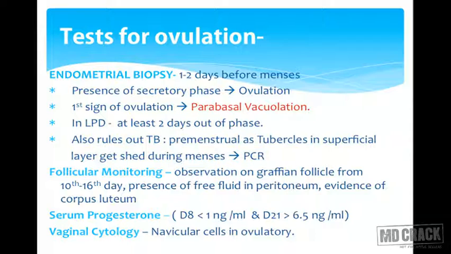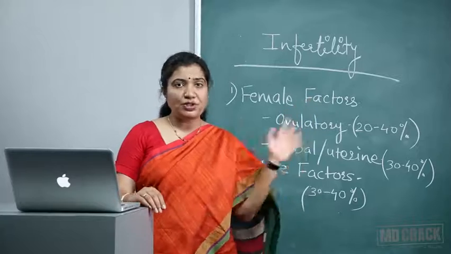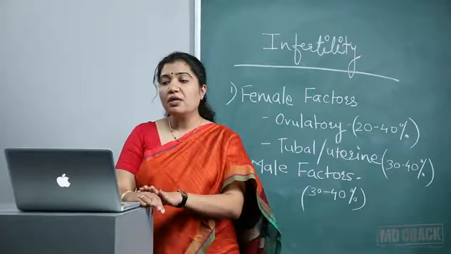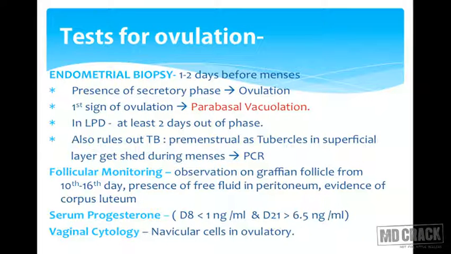Added advantage of endometrial biopsy: it tells us about ovulation, yes, but added advantages are it also rules out tuberculosis. Tubercles present in the superficial layer may get shed off and PCR will come positive.